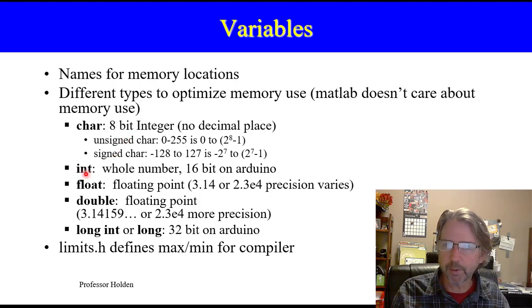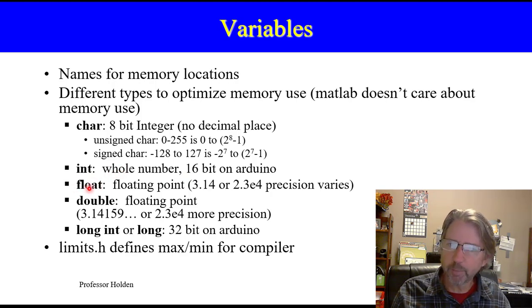Int is another whole number variable type. It's 16 bits on Arduinos. These are set to different sizes depending on the computer you're programming. So if you're programming on a 64-bit computer, int is probably 64 bits, and you have to know something about the compiler. But on the Arduinos that we're talking about, int is a 16-bit number, so it can count up to 2 to the 16 minus 1. So that's a bigger number. And it's a whole number, no decimal points here.